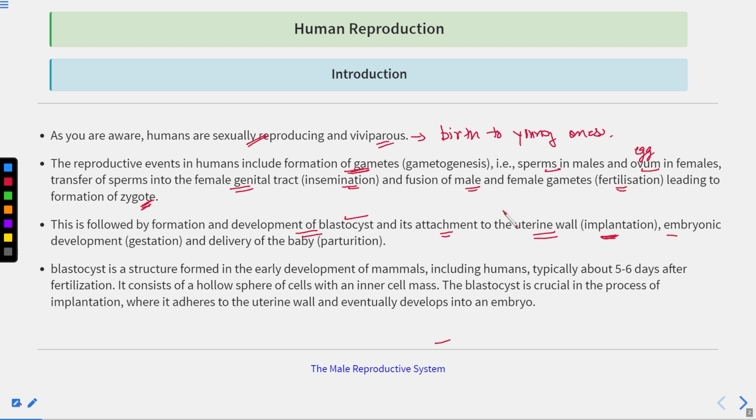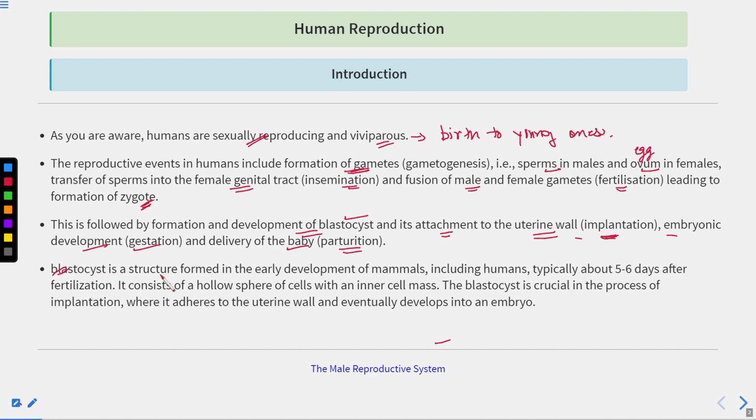Now next is the embryonic development, which is known as gestation. Clear? And the last one is the delivery of the baby, which is known as parturition. So you should remember all these terms. What is gestation, parturition? What is blastocyst? What is implantation? Clear?